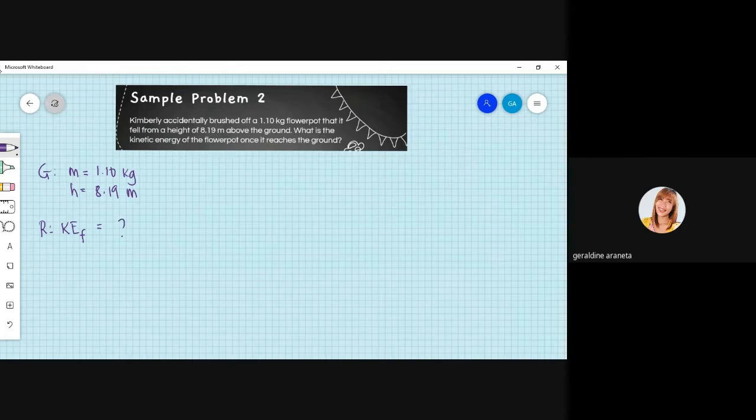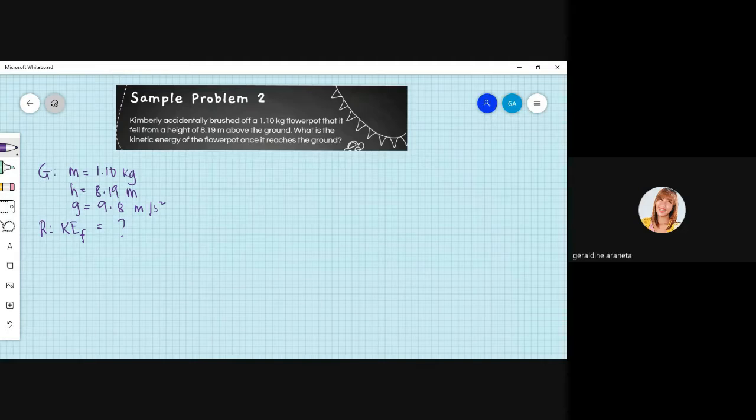So we are looking for the final kinetic energy here. Okay? So we already have the height. Pwede nating ilagay yung ating acceleration due to gravity, which is 9.8 meters per square second. Again, the sign of the acceleration due to gravity is not important this time because energy is a scalar quantity. It does not depend on the direction of the object.